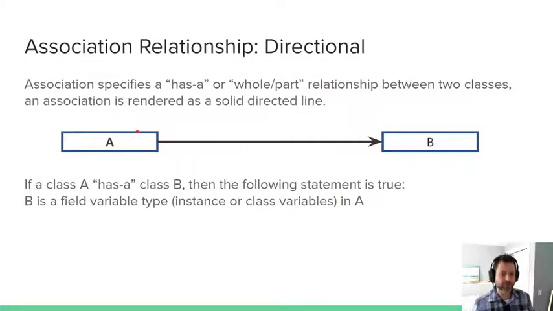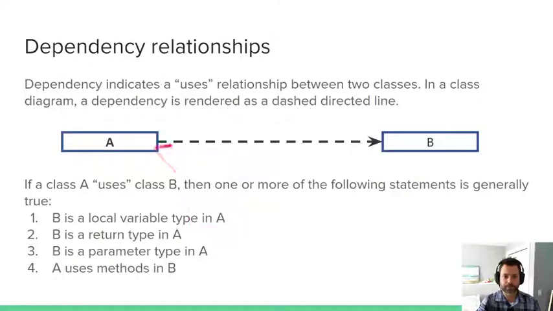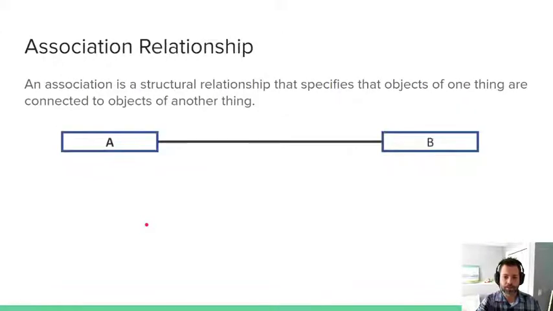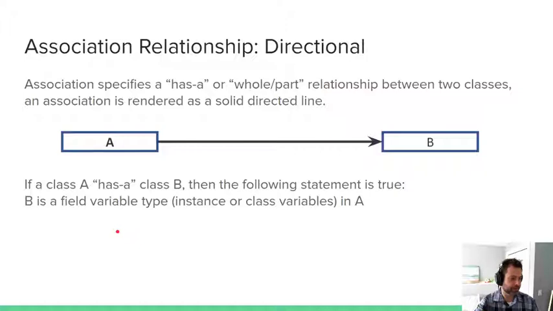So this is the directional side of the association. In this case, it's not necessarily bidirectional. It's more of a has-a type of relationship. So A has something in B. So for instance, B is going to be like a local variable type. Kind of similar to the dependency, but we basically are pulling in the whole thing.